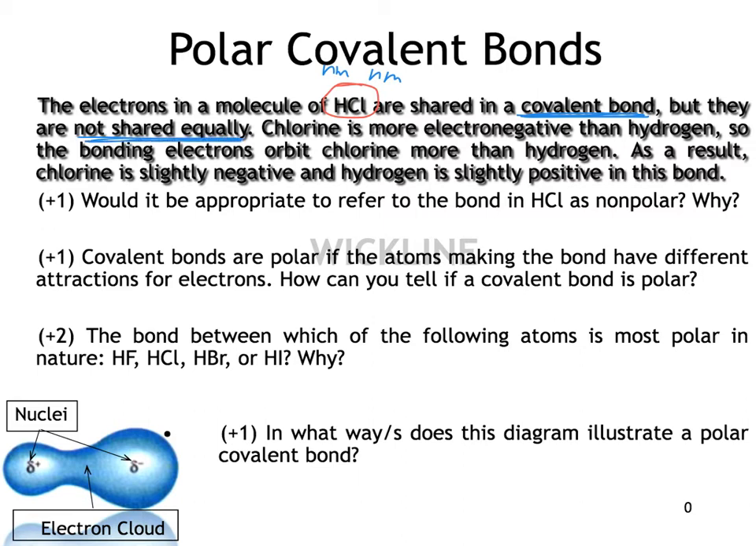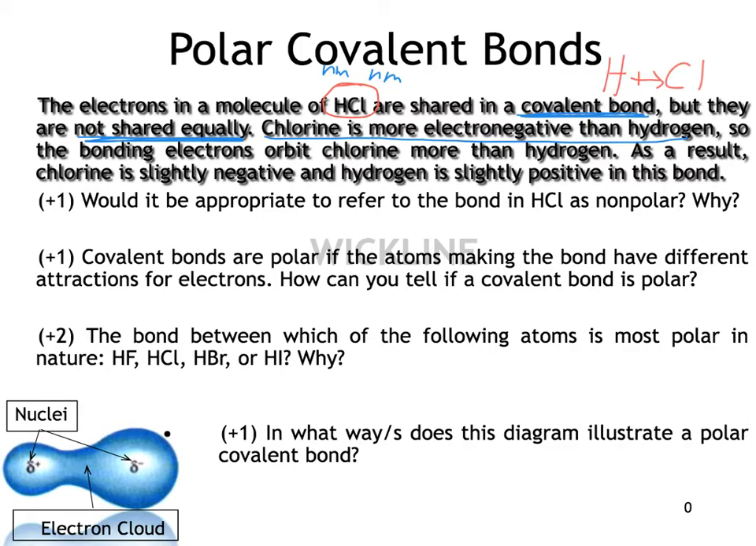And the simple reason to explain why is that H has an electronegativity of 2.1, and Cl has an electronegativity of 3-point-something. So they have different electronegativities, and chlorine, in fact, is more electronegative than hydrogen. So that means that the electrons are going to move closer to chlorine than hydrogen. I'll draw a diagram that represents that now.